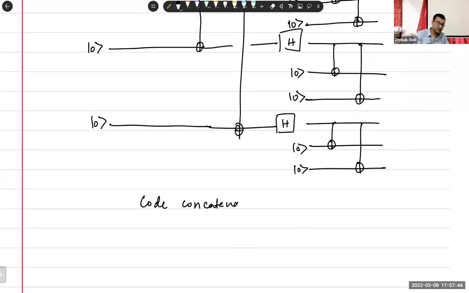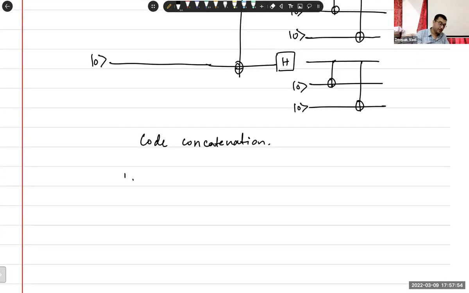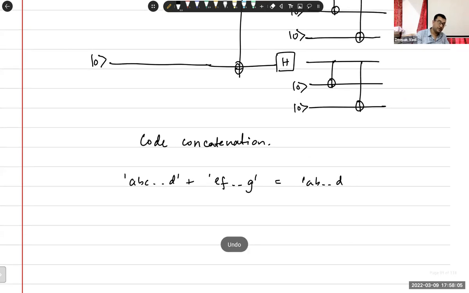This kind of code concatenation. Right? So it's like you have taken one code and concatenated it with another code. So concatenation is the term that you use, for instance, when you want to take two strings in computing, and you want to join them together. That process is called concatenation.